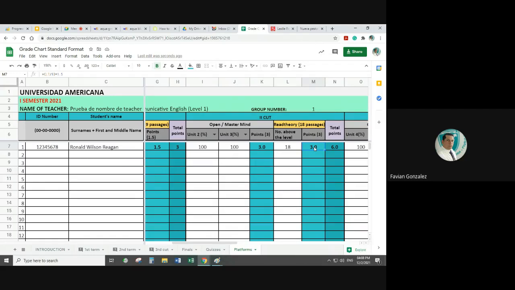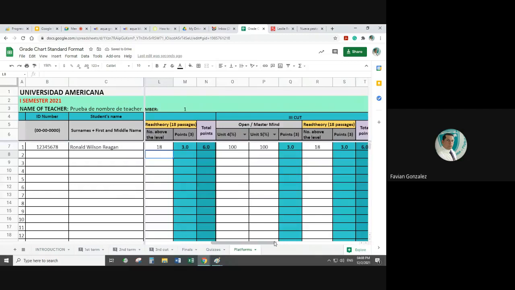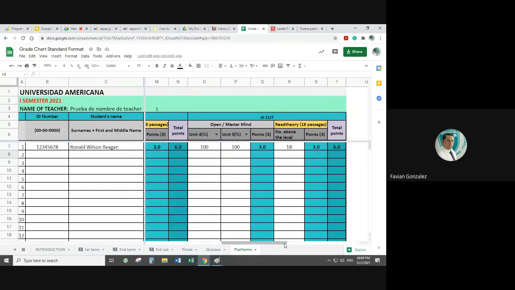If they read passages below 18, they're not going to get 3 points. If they demonstrate to you that they could only read 10 passages above the level, that's going to be 1.7. Okay? And the same goes for the last cut. In the last cut, we have the same cycle, right? 2 units for Open Mind and 18 passages for Read Theory. All right.